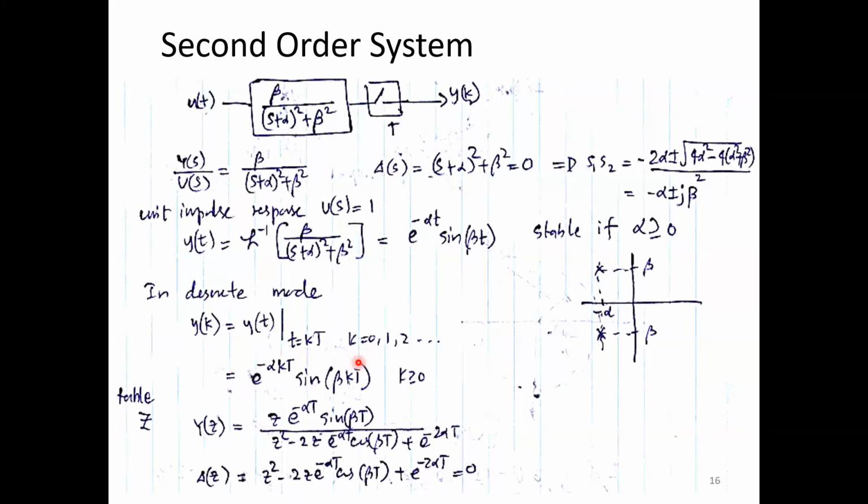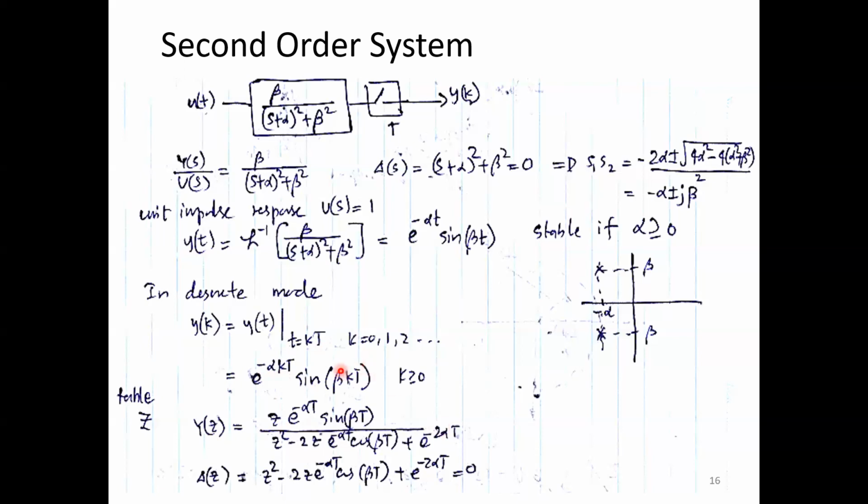Now, if this is your signal, the discrete time signal, the Z transform of that signal, referring to the Z transform table, is as follows. Is it e to the minus alpha t sine beta t, this one without k, over z square minus 2z e to the minus alpha t cos beta t plus e to the minus 2 alpha t. So this is coming directly from the table.